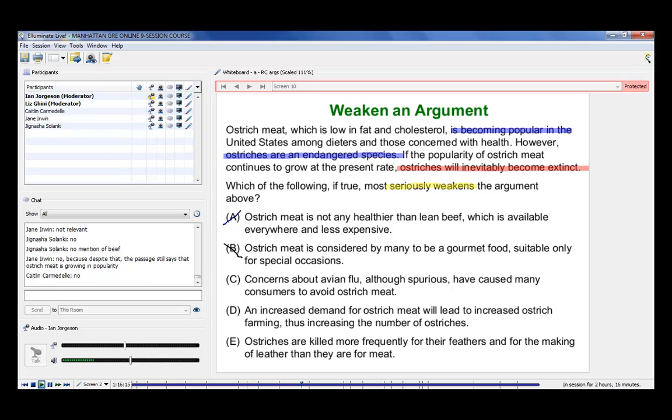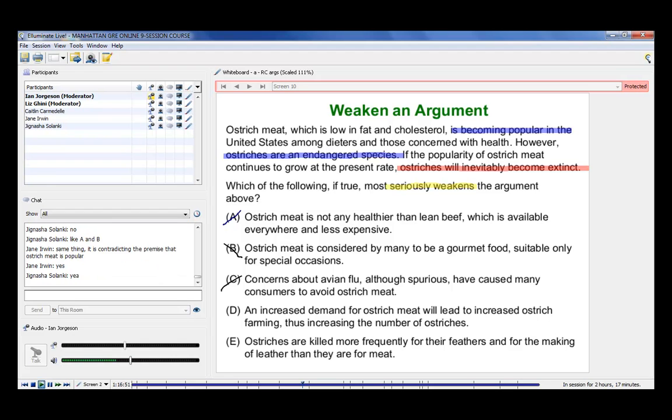Okay, how about C? Concerns about avian flu, although spurious, have caused many consumers to avoid ostrich meat. Jignash is saying no. What's answer choice C like? It's still attacking the idea about whether they're getting more popular, whether people are going to eat them. Okay, how about D? An increased demand for ostrich meat will lead to increased ostrich farming, thus increasing the number of ostriches.